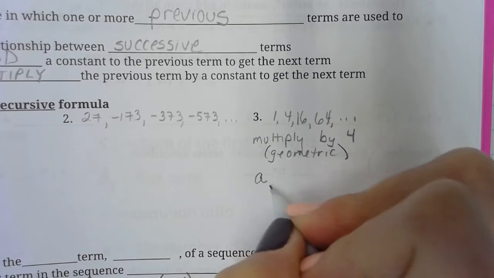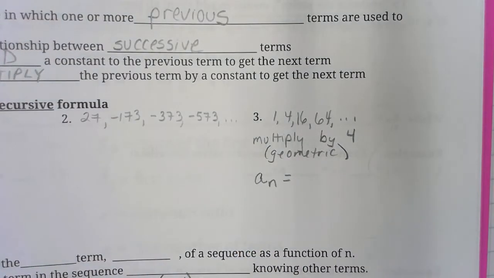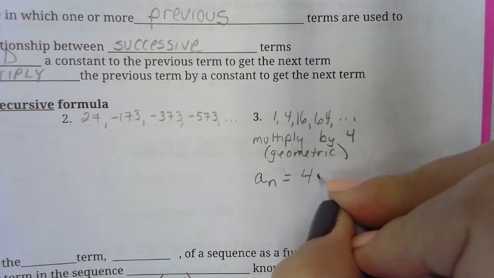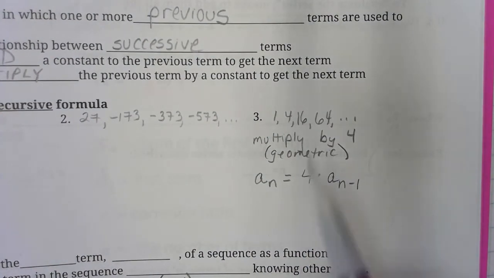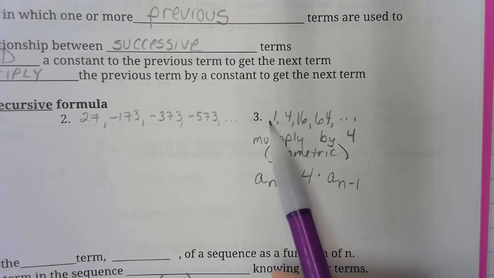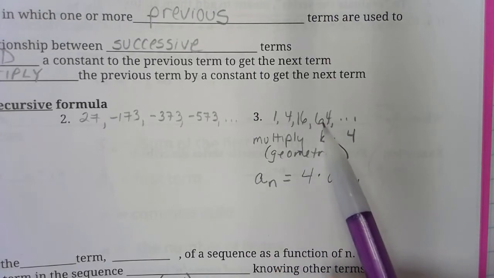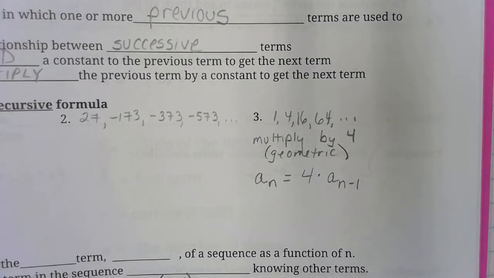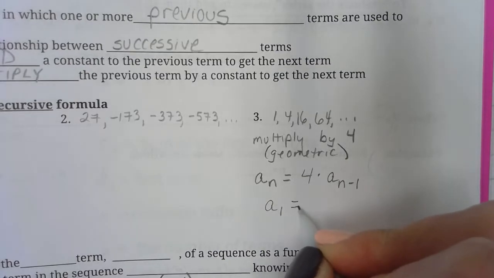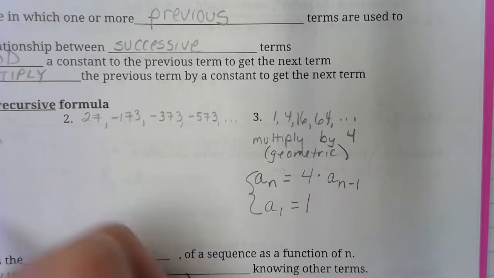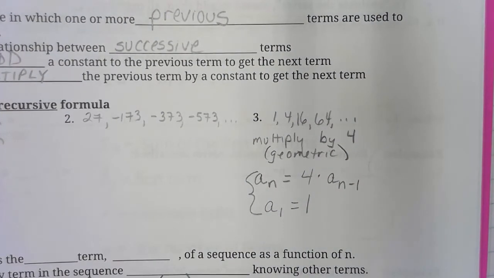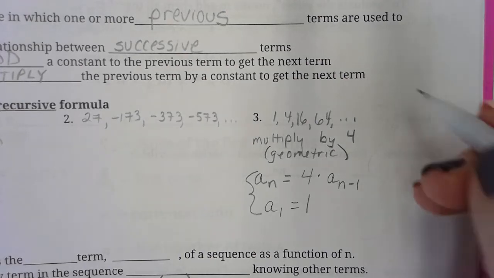And then we can write that recursive formula. Well, it'll say a sub n, so whatever term I'm interested in, is 4 times the term before it. So we know that the second term is 4 times the first. We know that the fourth term is 4 times the third. As long as we know the term before it, we can find the term we're interested in. And we have our first term. We started with 1. So these two pieces together are the recursive formula. So we need both parts.